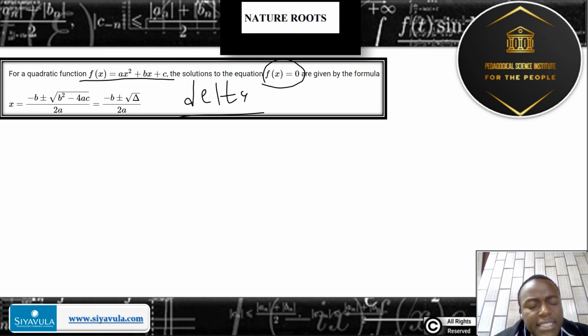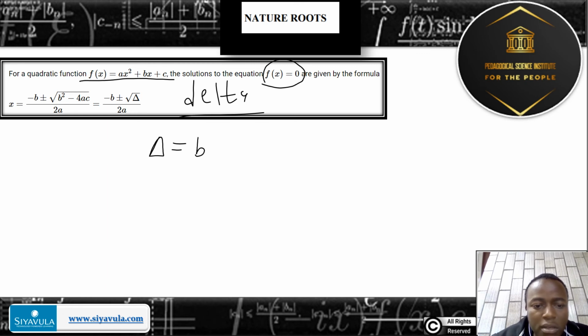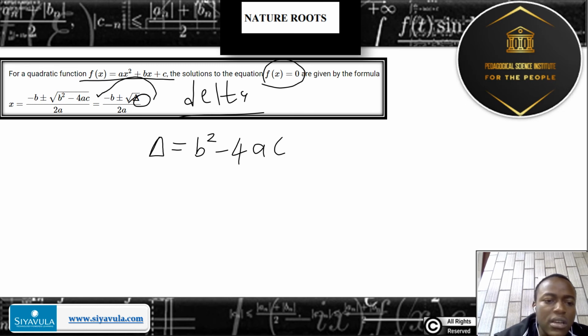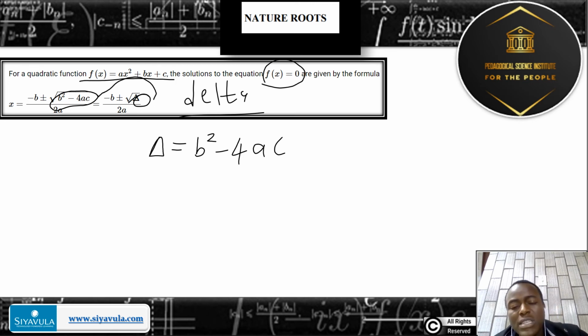So delta is found inside the square root there, and we can deduce its formula. Delta will be equal to b squared minus 4ac, because it's the thing inside the root. After calculating delta, there are certain things that you have to know about delta. When it's like this, the roots are real. When it's like this, the roots are equal. When it's like this, the roots are non-real. So let's look at it quickly.